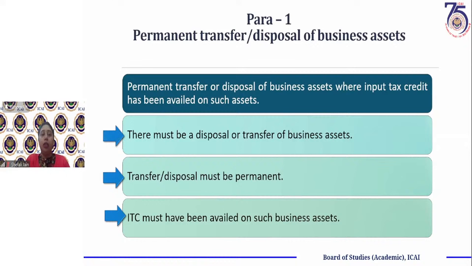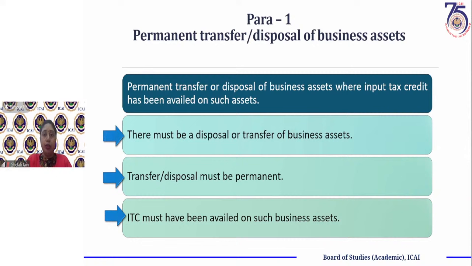Then the second condition is that this transfer or disposal should be of permanent nature. In the last class, we covered the difference between transfer and disposal. Transfer is shifting the possession of the goods from one person to another. But what is disposal? We are getting rid of the goods, either by selling them, or scrapping them, or donating them to some charitable organization, or giving them free of cost to someone, whether we have consideration or not. That is disposal. Transfer is only shifting of the possession.